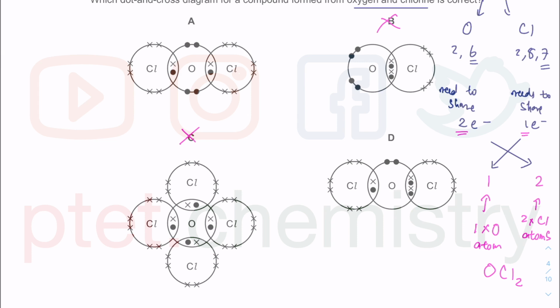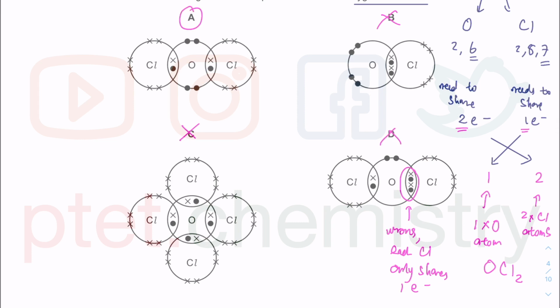Next up, we gotta think about each chlorine only sharing 1 electron, so you only form a single covalent bond from the chlorine. This is wrong. Each chlorine only shares 1 electron, so you need 1 electron from oxygen. You only form 1 covalent bond, so not like that. If you count 1, 2, 3, 4, 5, 6, there are only 6 crosses, so D is out, and therefore A is the best answer there.